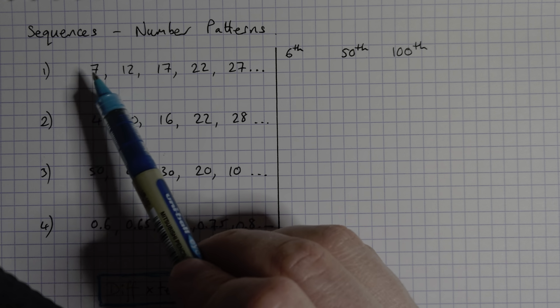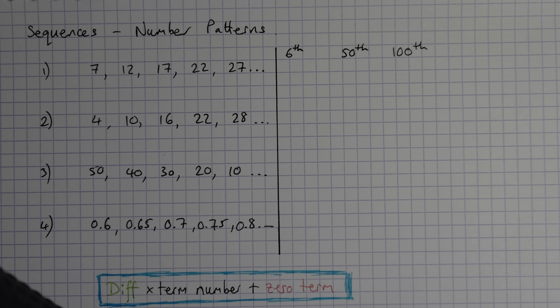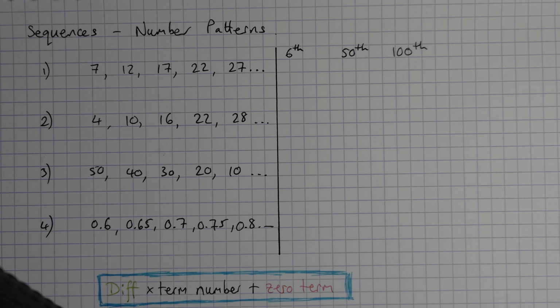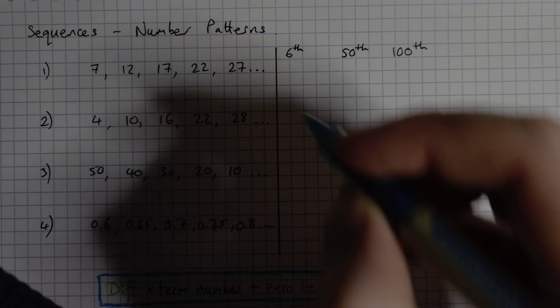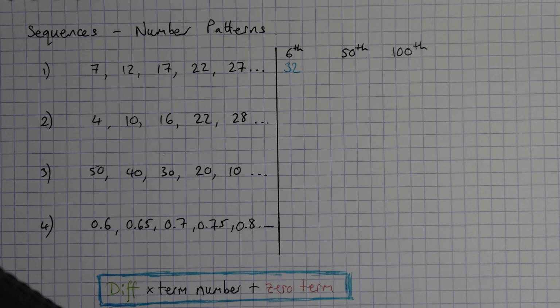Okay, so I've got the first term, second term, third term, fourth term, fifth term. Well, the 6th term is fairly easy then. That just comes next. It's going up in 5s, isn't it? Well, 5 more than 27 is 32. So the 6th term, no effort at all. I've just used a term-to-term rule there, where you just add 5 each time.